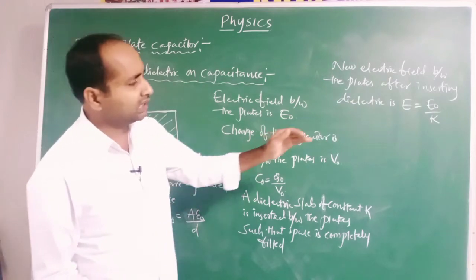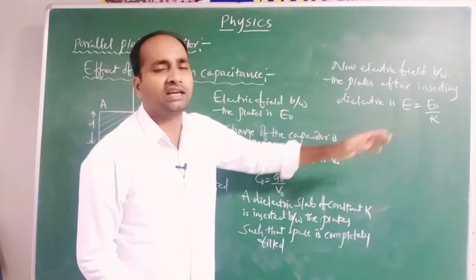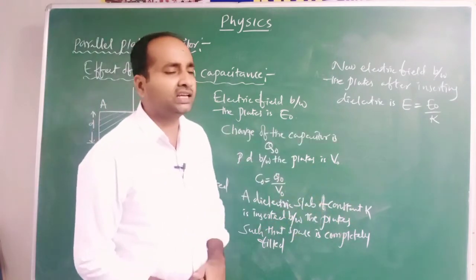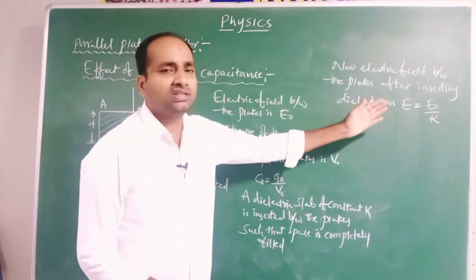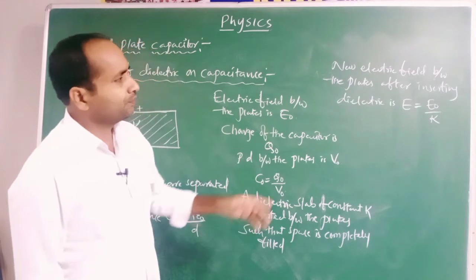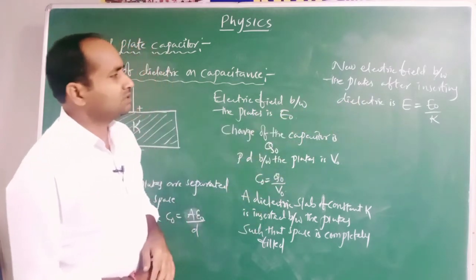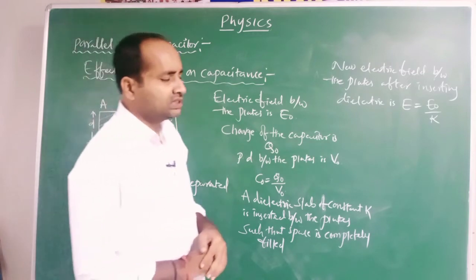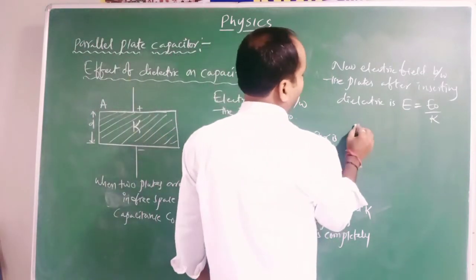For air, or free space, the K value is 1. For any other dielectric, the K value is greater than 1. So the E value is less than E naught here. E becomes E naught by K. When the electric field reduces, what happens to the potential?